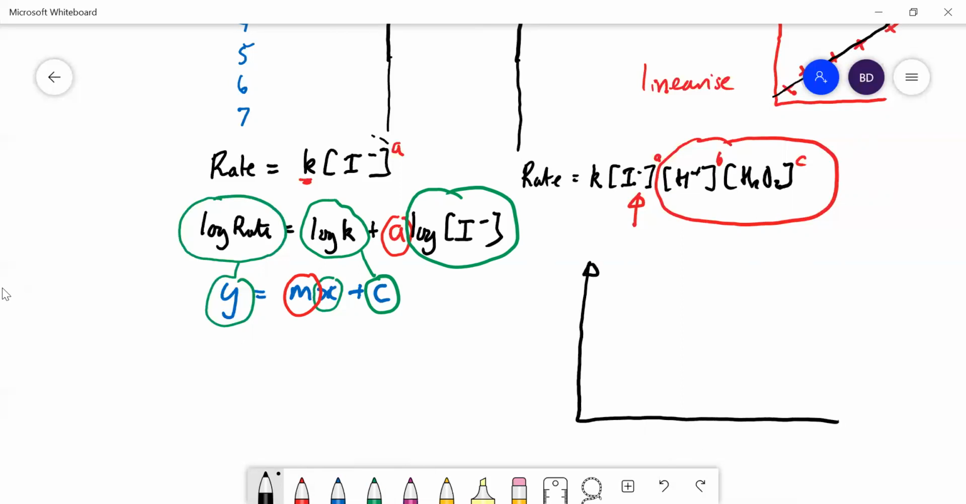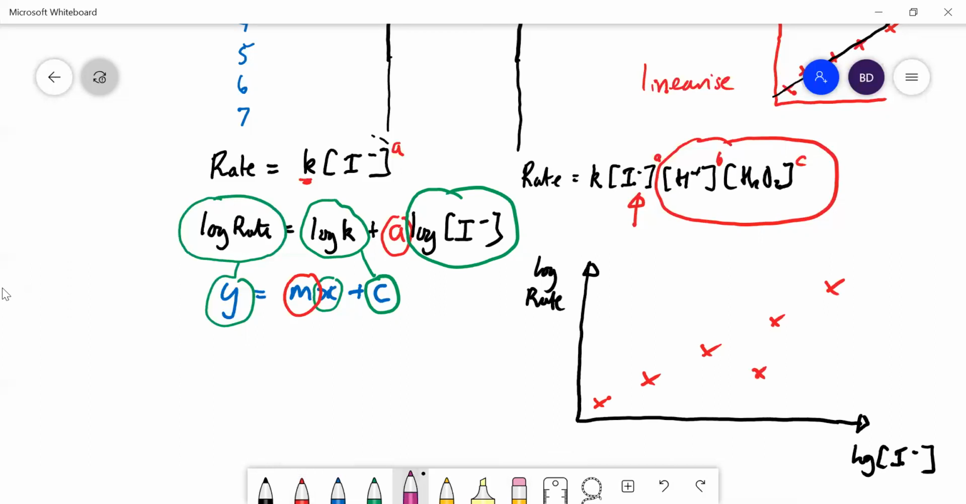On here we have log of the rate, log base 10 of rate. On this axis we have log of the iodide concentration. We won't plot this, that won't be 0 there, because you probably end up with some negative values in your logs, so don't worry about that. Then you're going to get all your points, so 7 points. You can see that one is obviously anomalous, so we're going to leave that one out. Draw a line of best fit, and then all you've got to do is work out the gradient of that line.